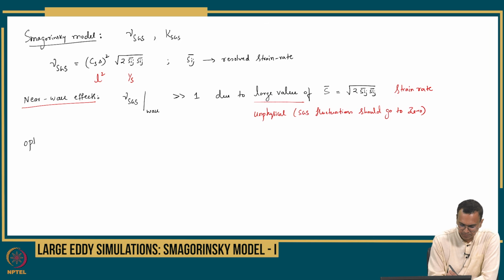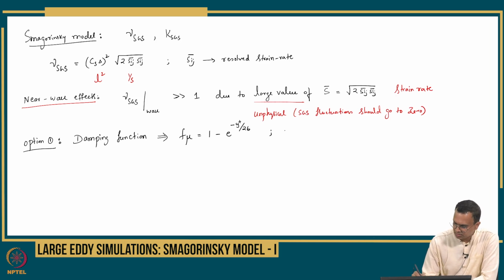One option, option 1, is you can use a damping function similar to the idea that we used in the eddy viscosity framework. A damping function like f mu equal to 1 minus e raised to minus y plus by 26, where y plus is your near wall distance.